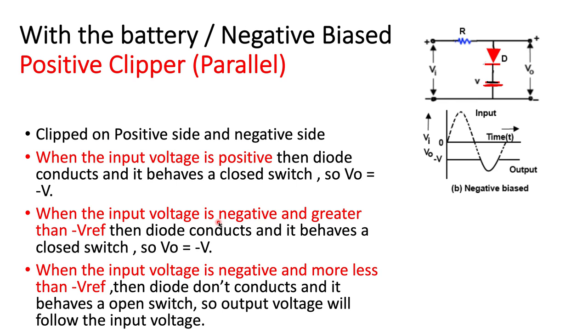With the battery, what happens here is we have only changed the voltage source, so it is negative biased. As earlier it was positive biased, so the voltage above was cut away, but here it is negative biased. So minus V down, this is the output waveform.